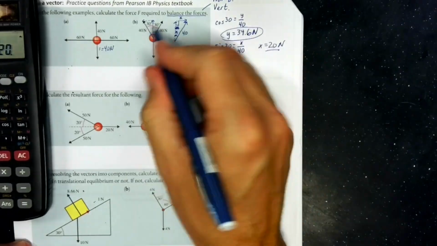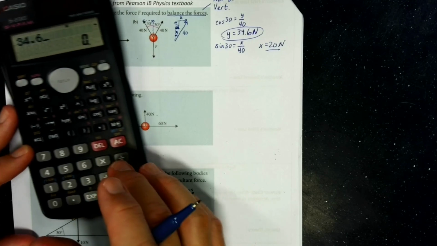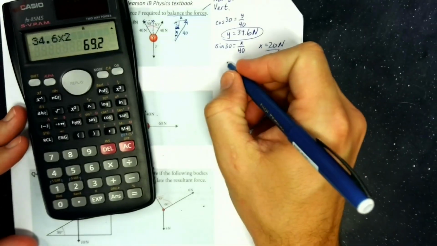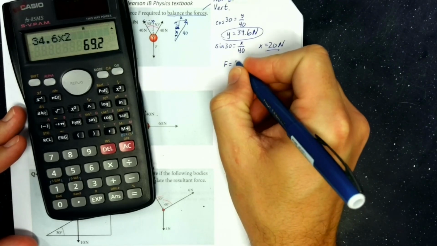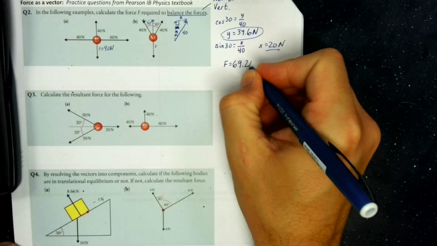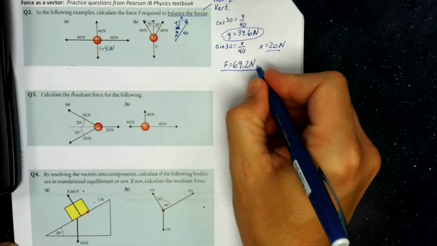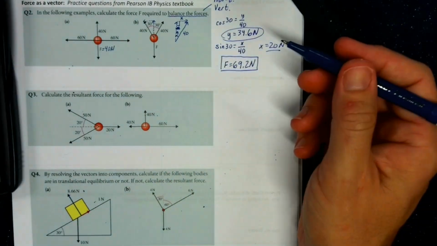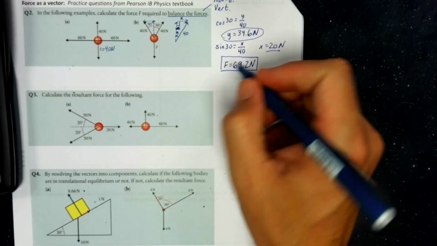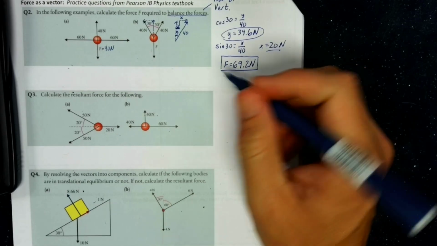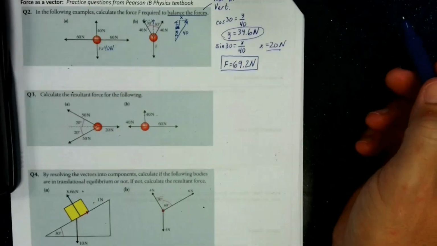So really I just need to add those two together. 34.6 plus 34.6 gives me 69.2. So F then needs to equal 69.2 newtons. It is downwards, so if I were going to do this in some type of equation, I would make it negative to represent the fact that it's down. But in this case, we're fine with just 69.2 because we can visually see that it's going down there.